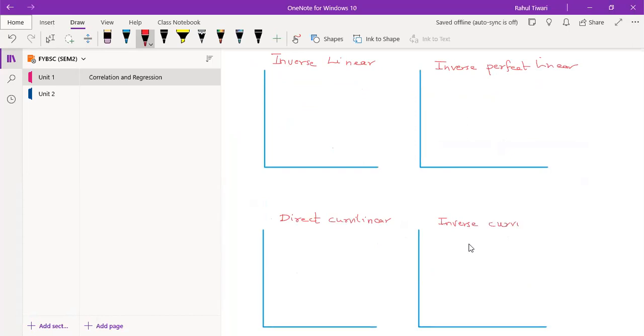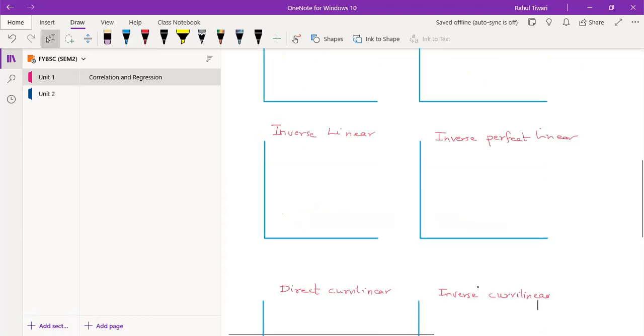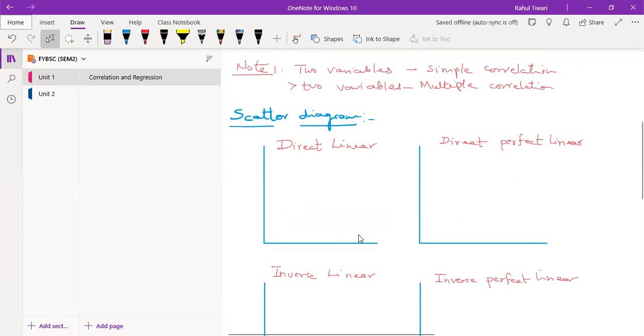Why is it curvilinear? Because it looks like a curve. So I will just draw it now, and you can understand how this works. If you look at this data, I have some points here.